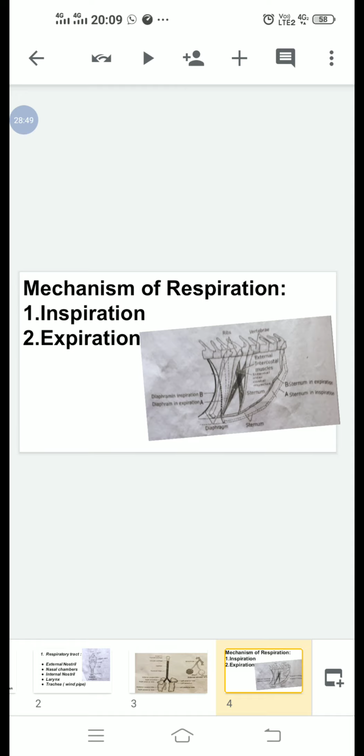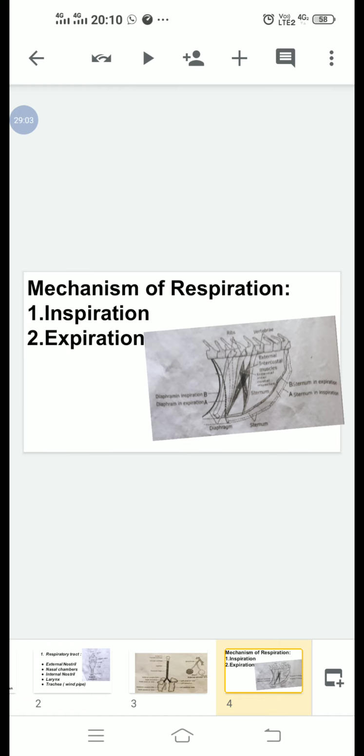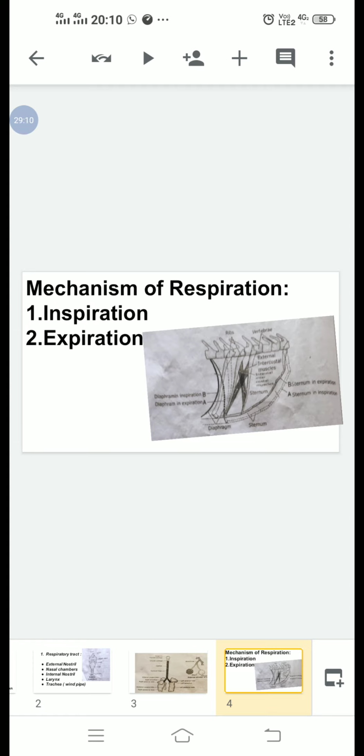As a result, the volume of the thoracic cavity increases. As the thoracic cavity expands, air pressure in the lungs decreases. Atmospheric air is drawn into the alveoli of the lungs. Next, expiration. It is a passive process. Release of alveolar air to the exterior is called expiration.